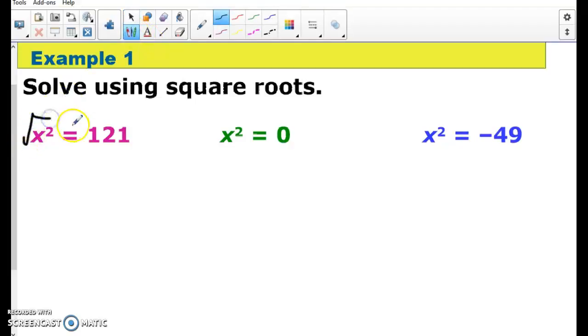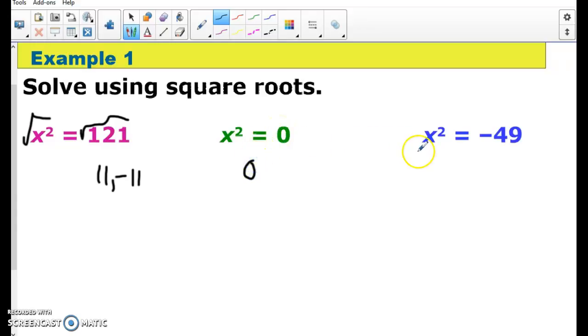So I have x squared, take the square root of that, I'm going to get x. 121, take the square root of that, and I'm going to get 11, or I could get negative 11 as well, because negative 11 times negative 11 is still 121. So most of the time I'm going to get 2 answers like this, 11 and negative 11. The one time I would get 1 answer is 0, because the square root of 0 is 0.